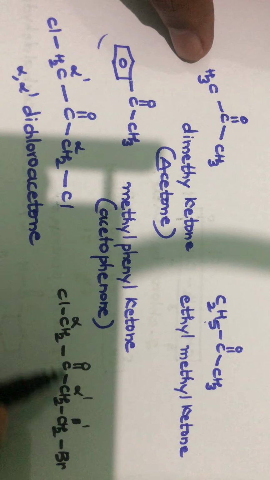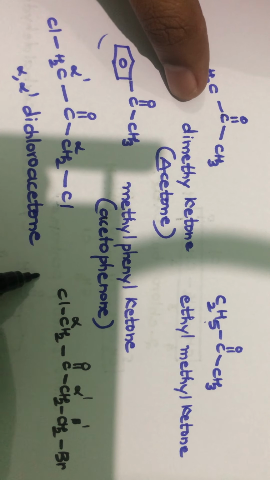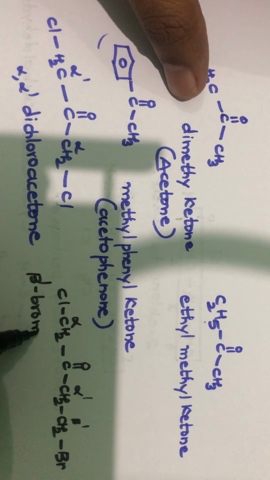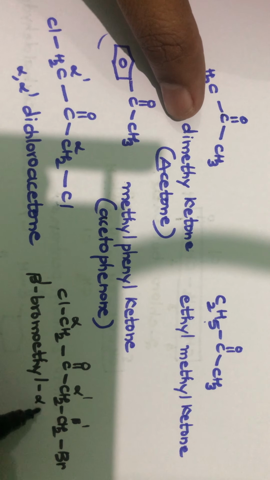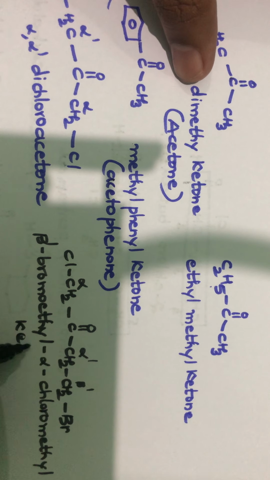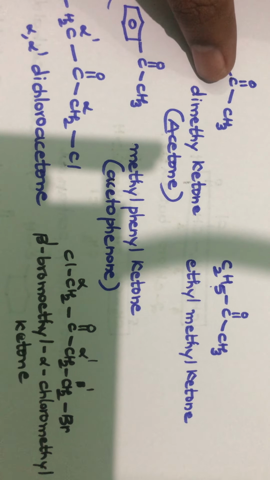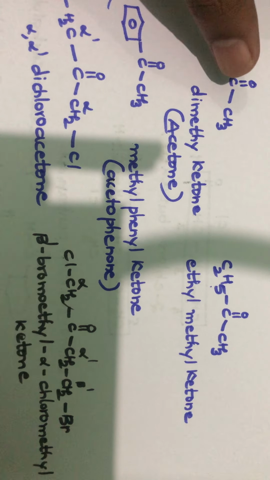Okay, so this chain as well as this chain, I can write it as beta dash bromoethyl, alpha chloromethyl ketone. Okay, bromoethyl chloromethyl ketone.